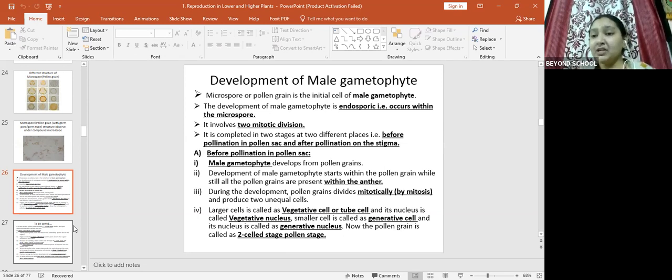So before pollination, what is the meaning of pollination? Pollination means the depositing of pollen grains on the stigma. Right?